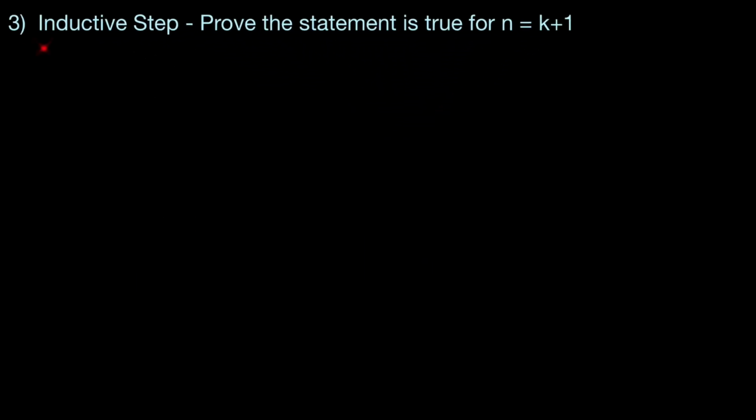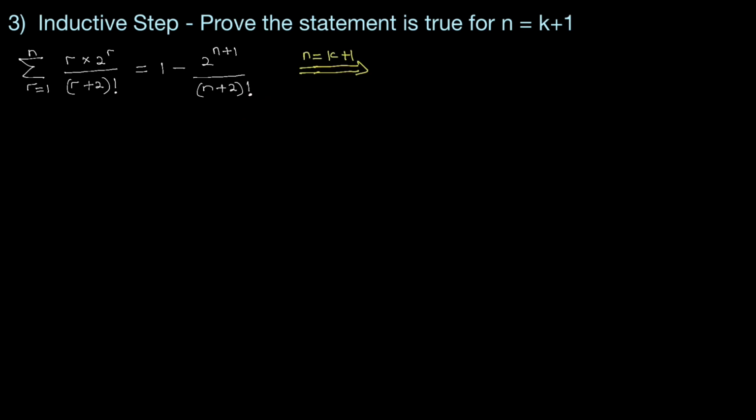Part 3, the inductive step. We need to prove that the statement is true for n equals k plus 1. Write down the equation again, and this is where we're going. We want to show that for n equals k plus 1, so we replace n with k plus 1 here and there. That gives 1 minus 2 to the power (k plus 1) plus 1, which is k plus 2, divided by (k plus 1) plus 2, which is (k plus 3) factorial.